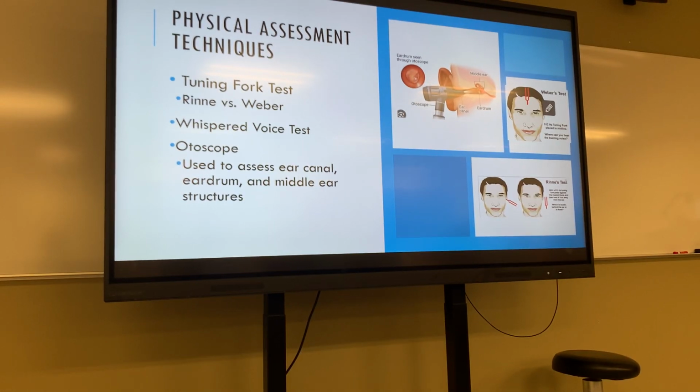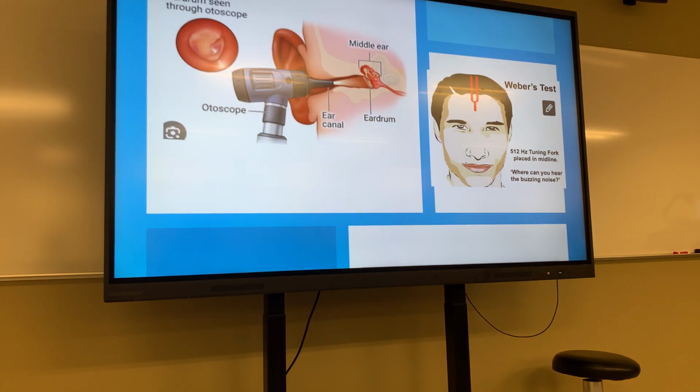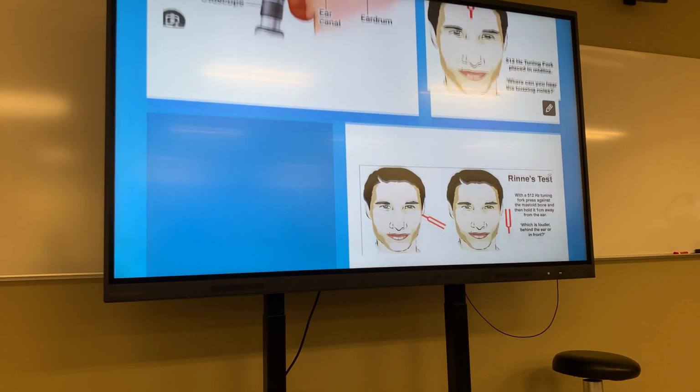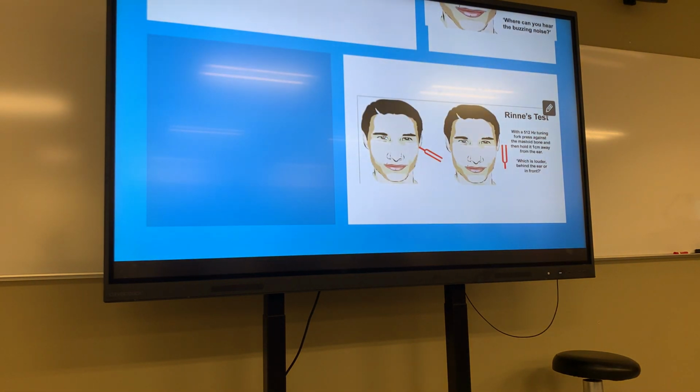Did you guys have Kathy for health assessment? Yeah. Okay, did she go through the Rinne versus Weber test? Mm-hmm. Okay, so the tuning fork test. Here's our Weber test where you put the tuning fork at the top, and if they can equally hear it in both ears, then that's a normal finding. The Rinne test is where you hold it behind their mastoid bone, right? And then you put it on their mastoid bone or something, I can't remember. You're not gonna be tested on it.